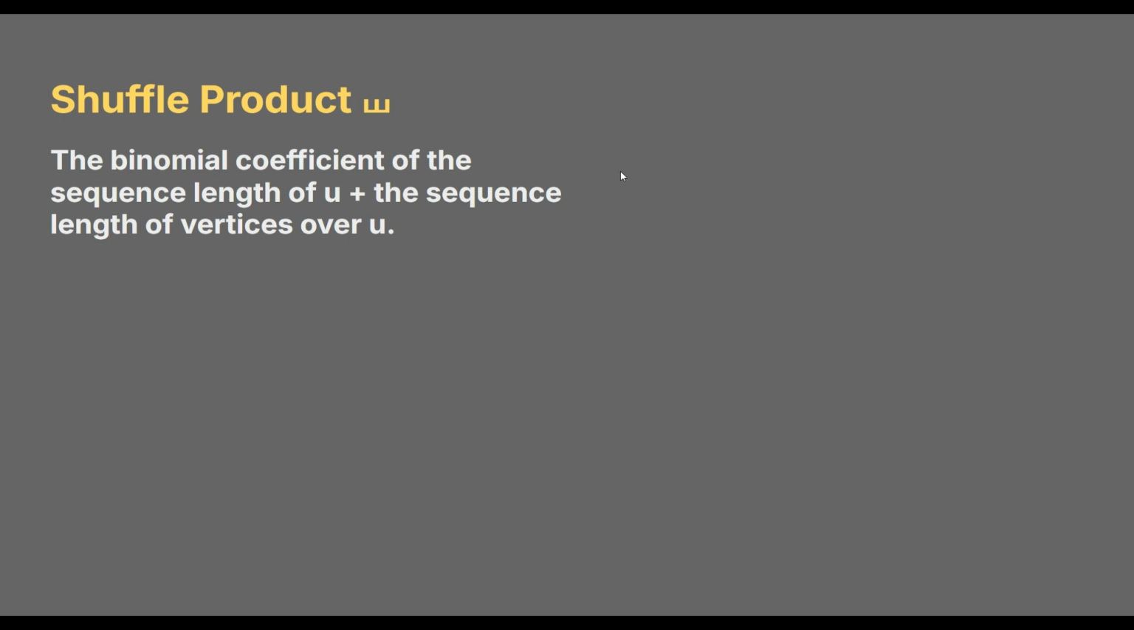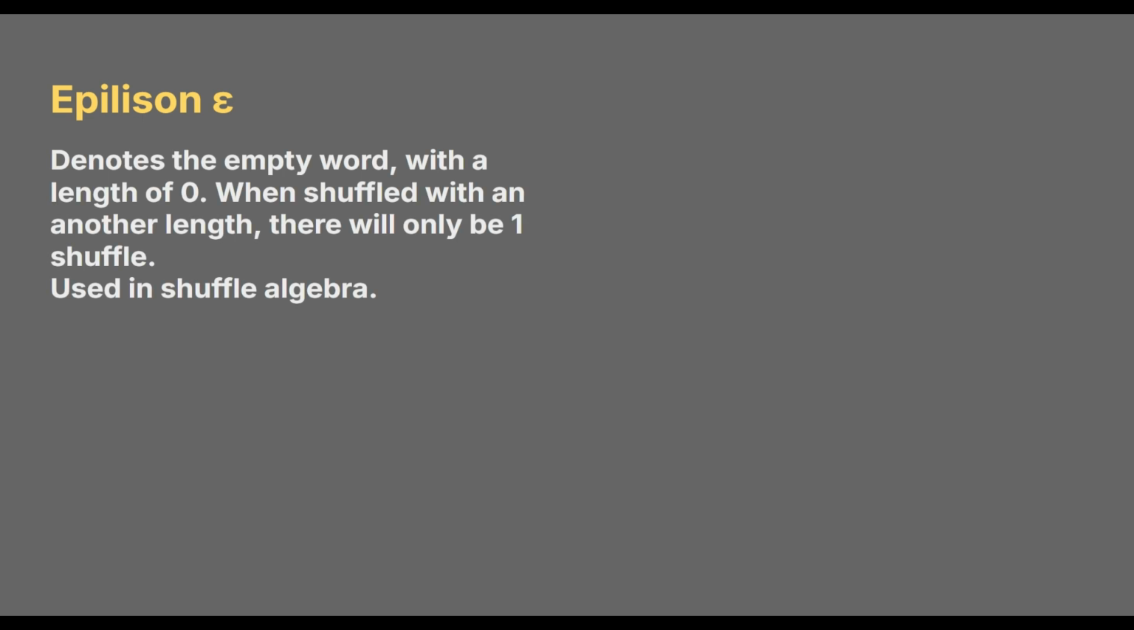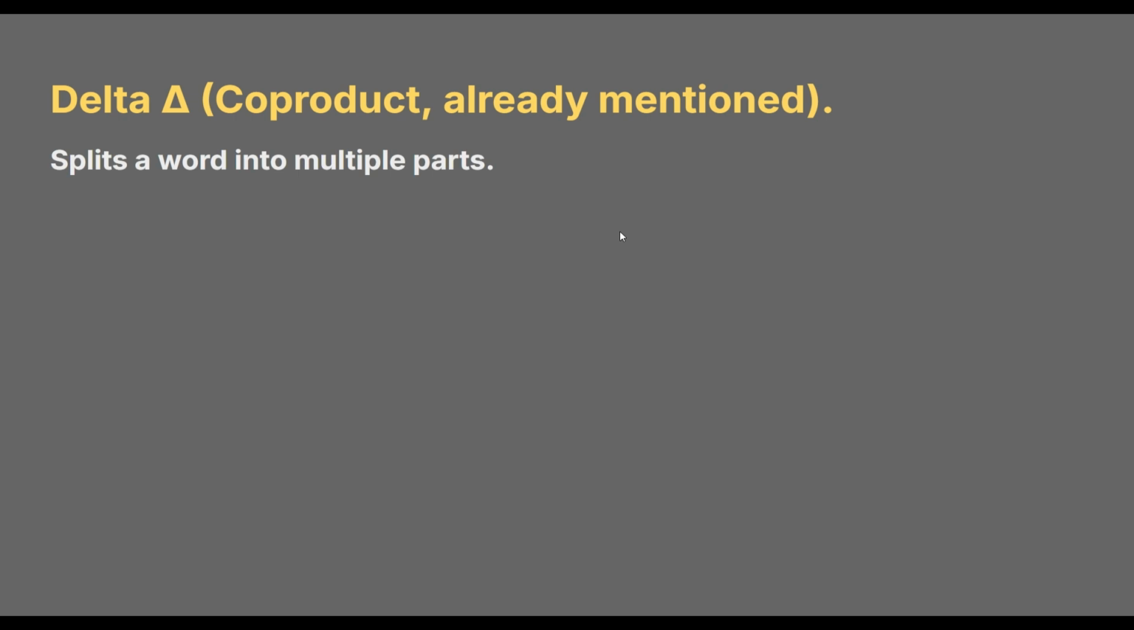Shuffle product is used in shuffle algebra and it uses the binomial coefficient of the sequence length of U plus the sequence length of V, over U. Epsilon is the empty word with a length of 0. When shuffled with another word, there will only be one shuffle. Using shuffle algebra, delta in this definition represents the coproduct. It splits a word into multiple parts.